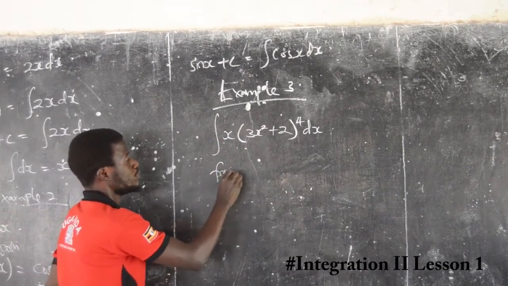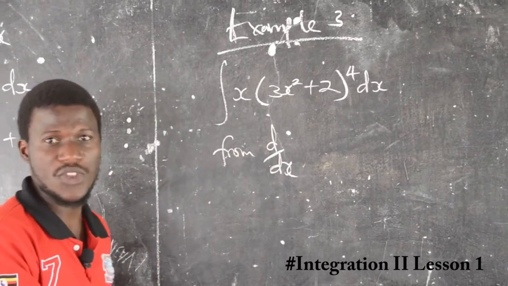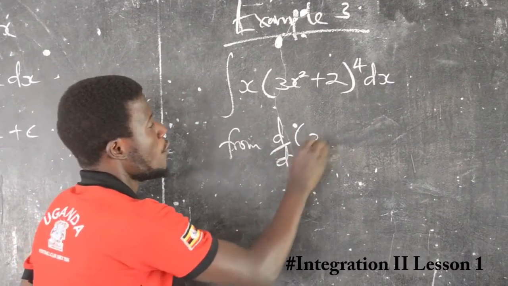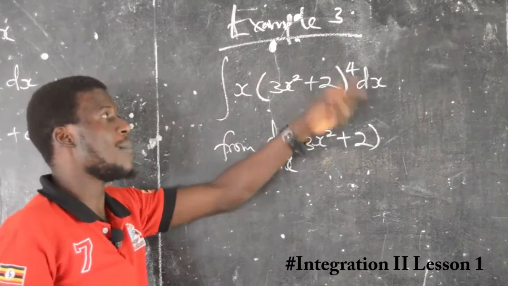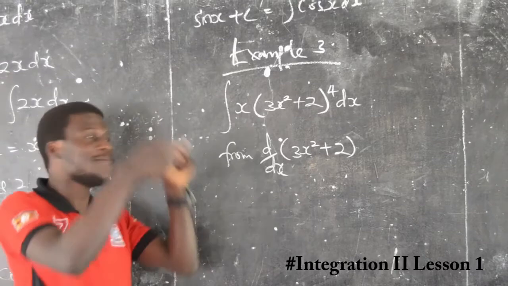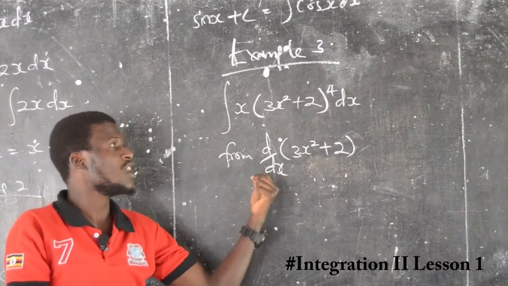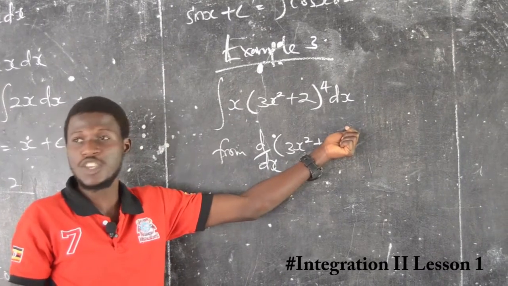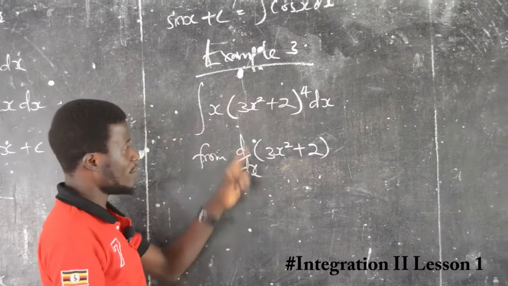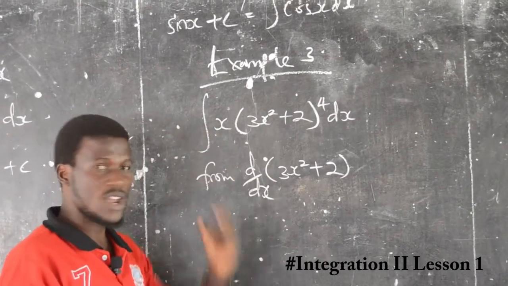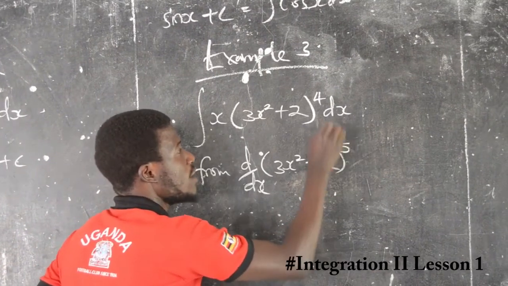So d dx, this means I'm differentiating with respect to x, of 3x squared plus 2. I've told you we are going to raise the power by 1, such that after differentiation, the power is going to come in front and reduce 1 from this power. So the power will be going back to 4. So let us try it. The technique is raise the power by 1. So I'm going to add 1, it becomes 5.